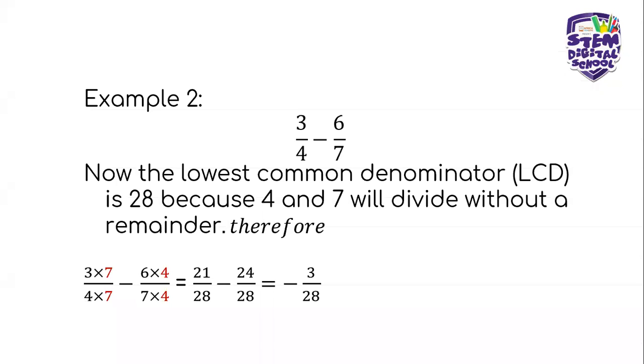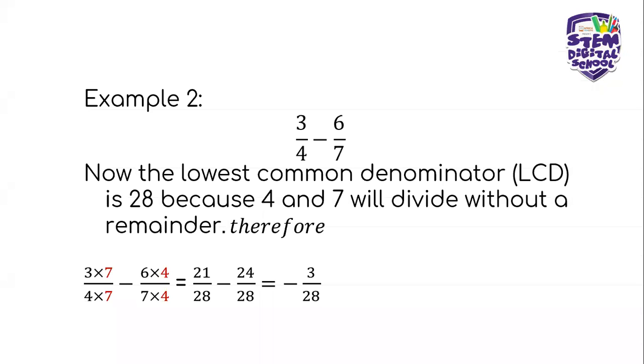Now, the lowest common denominator in this case is 28. How do we know it is 28? Because 4 can go into 28 without the remainder, and then the 7 as well can go into 28 without the remainder. It is for this reason that we know that 28 is divisible by 4, but it's also divisible by 7.